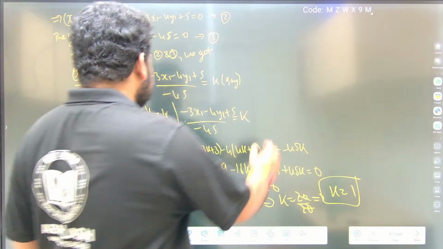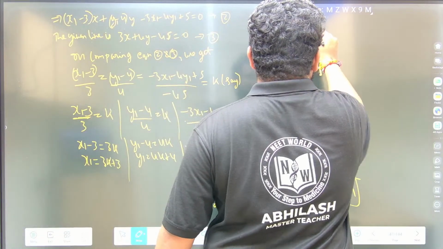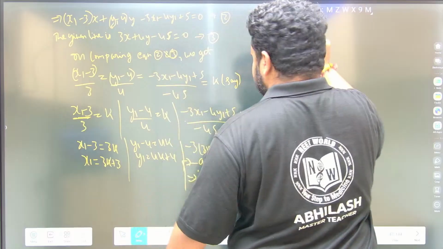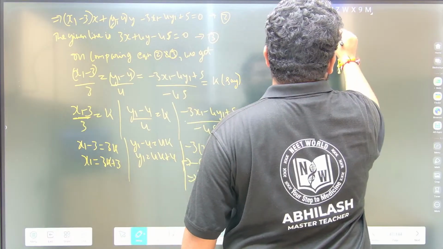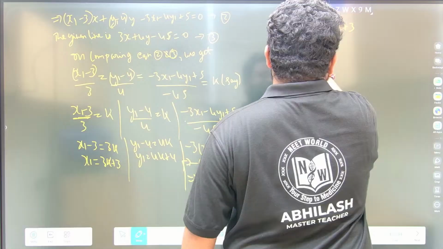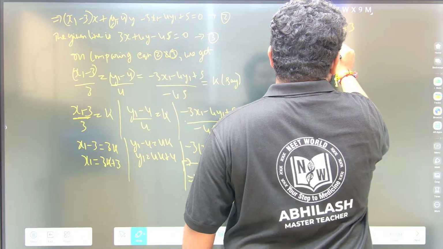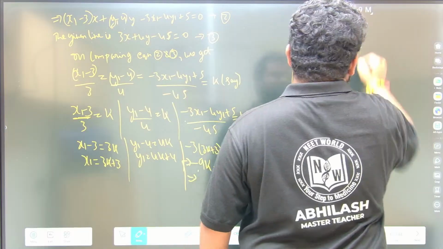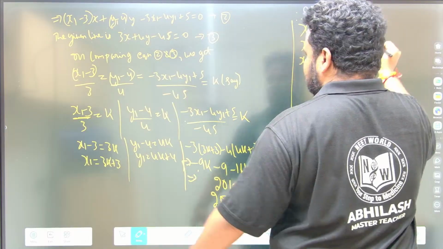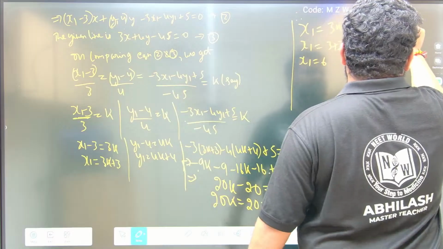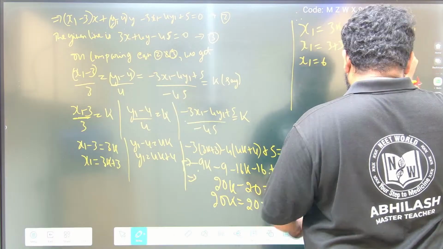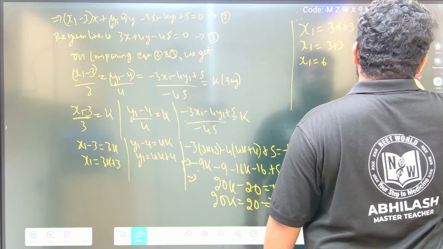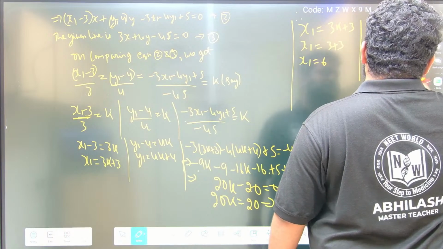Now I'll get the value of x1. x1 is equal to 3k plus 3. 3 into 1 is 3, 3 plus 3, so x1 is equal to 6. Similarly, y1 is equal to 4k plus 4. k is equal to 1, so y1 will become 4 into 1 is 4, 4 plus 4, so y1 is equal to 8.